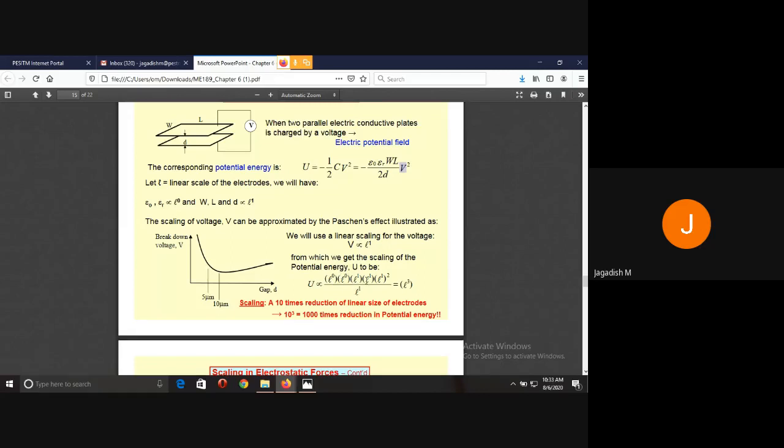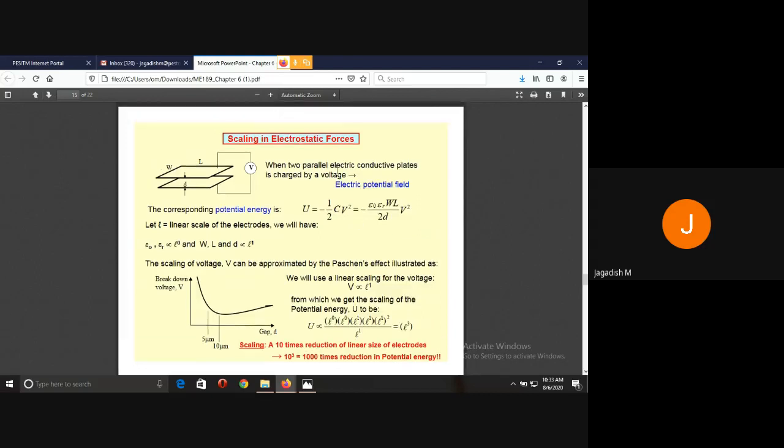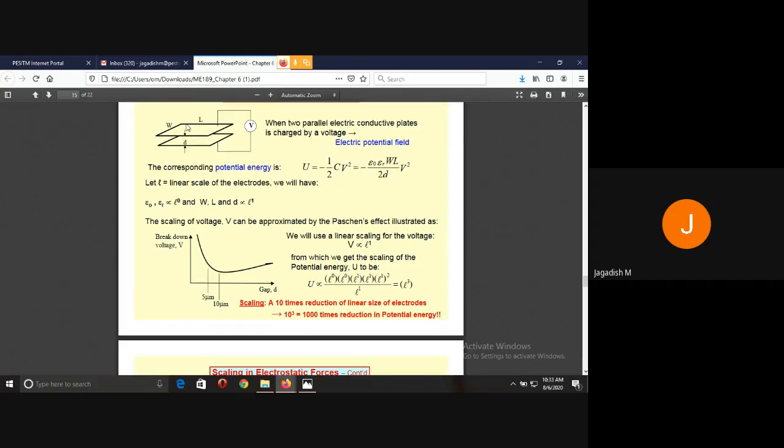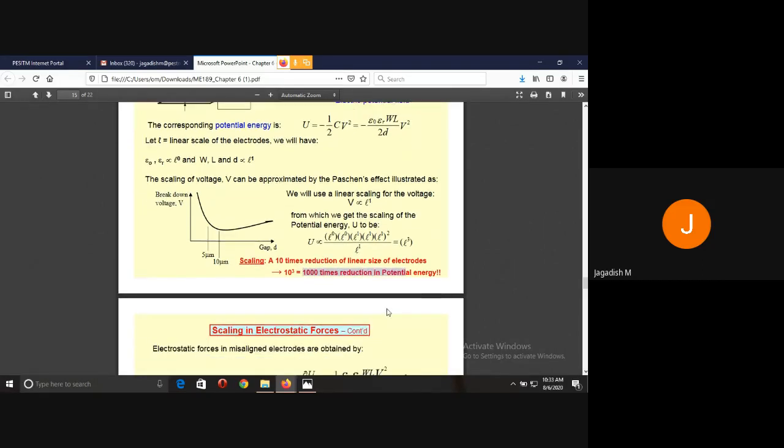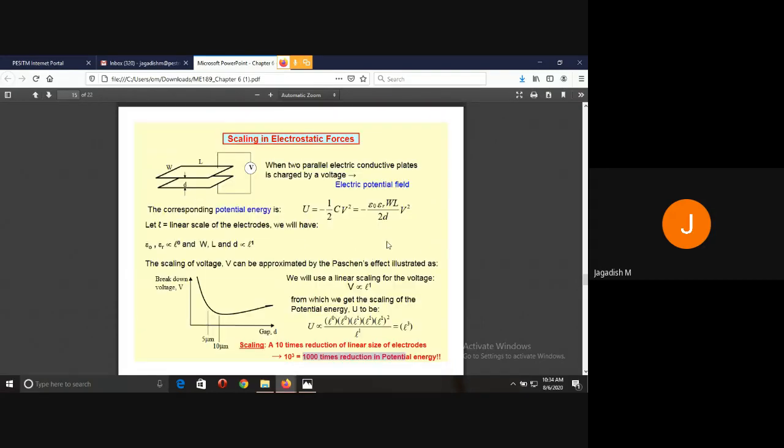For W you will have L power 1, for L you have L power 1, for V you have L squared divided by 2, you leave it out, and for D you will have L power 1. Then you will find out that U is proportional to L cube. That is, if I change the dimension of this plate by 10 times, then potential energy will change by 1000 times. That is, it will reduce by 1000 times. Okay, I hope you would have understood this.